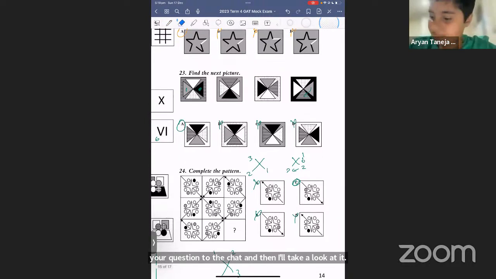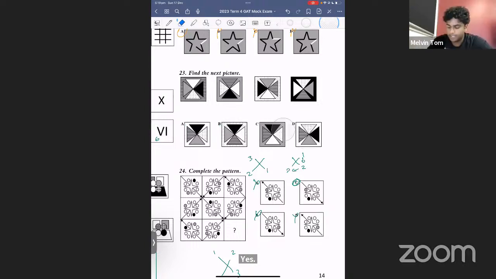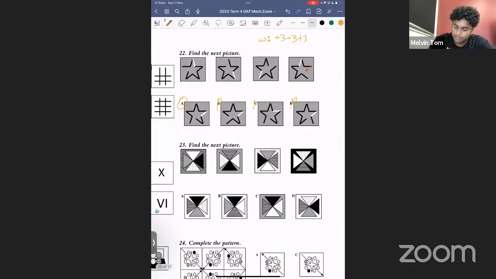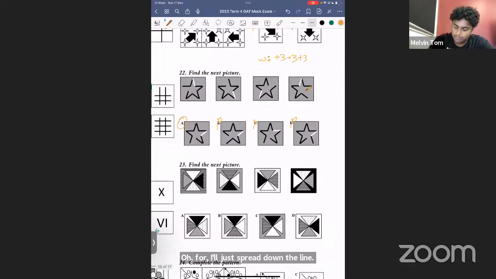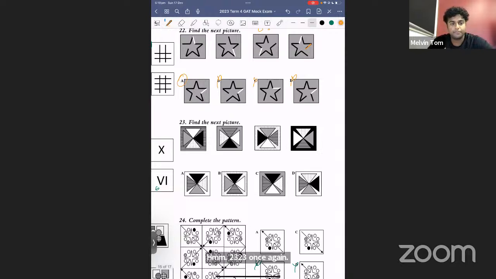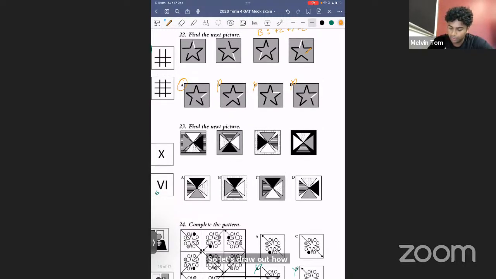Question number 23. This question, again, it's back to the color question that we did. I'll just write down, the pattern is +2, +2, +2. Question 23, once again, it's a color sequence where the colors are moving around. So let's draw out how these shapes should look. Let's see if we can.